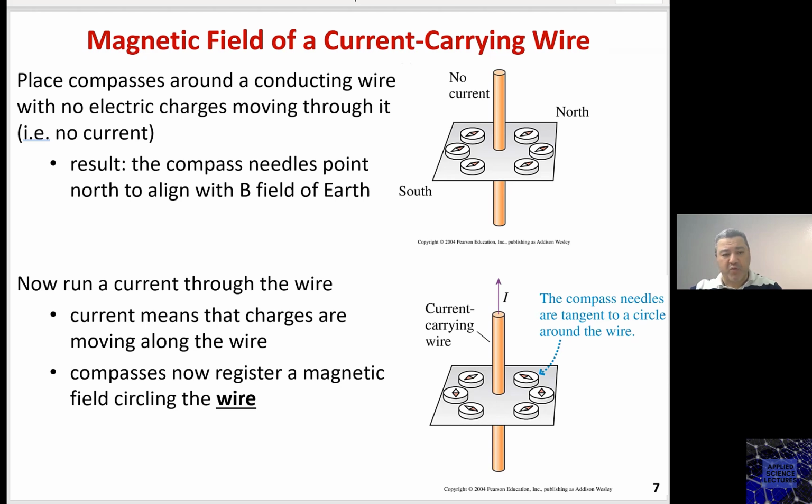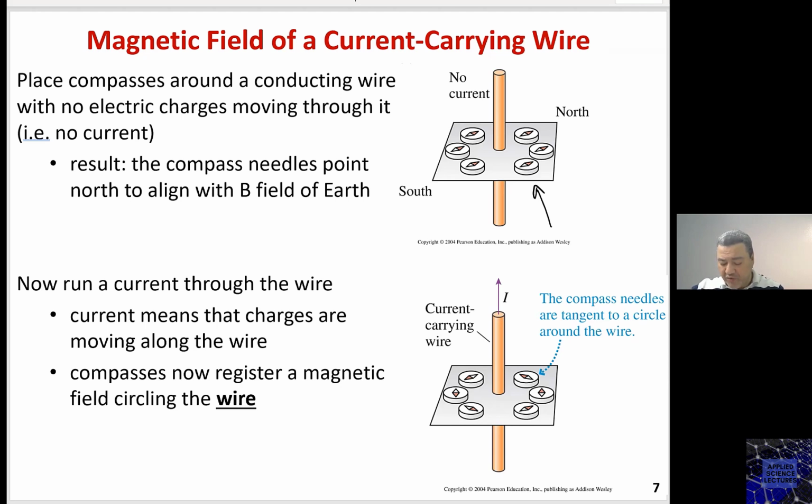If we bring a wire and then we put compasses around this wire without running any current in this wire, we will see that all those compasses are going to point toward the north of the earth. So nothing is going to happen on those compasses due to that wire.